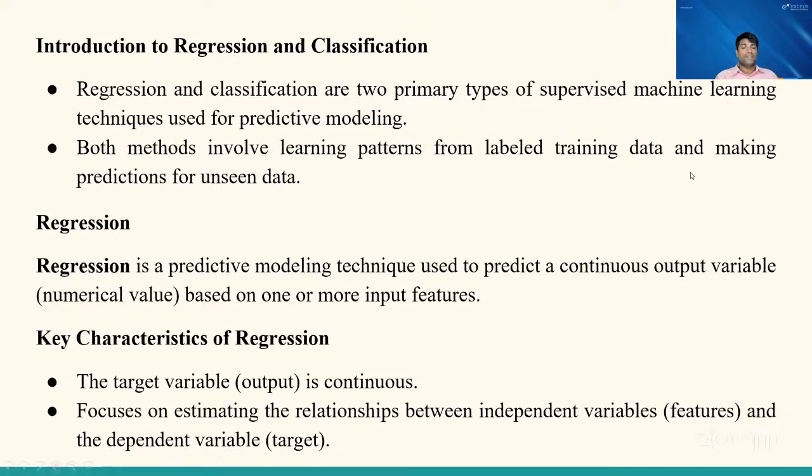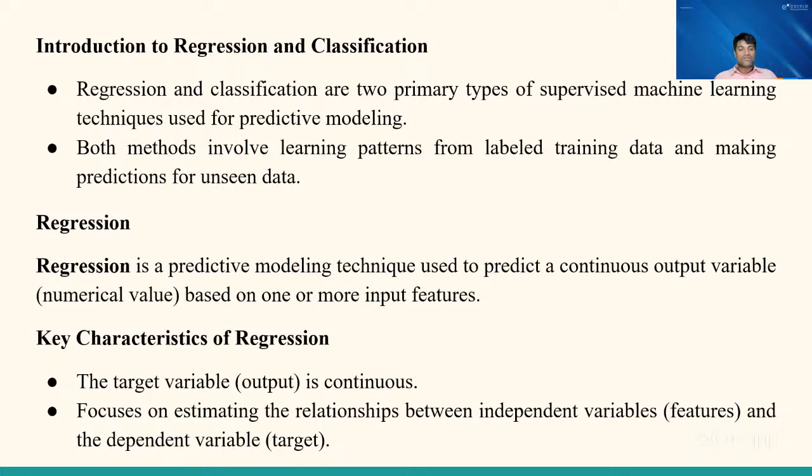Okay, fine. So let us understand what this classification and regression part is about. There are two primary types in supervised learning, which are classification and regression. Both are based upon training on labeled data.